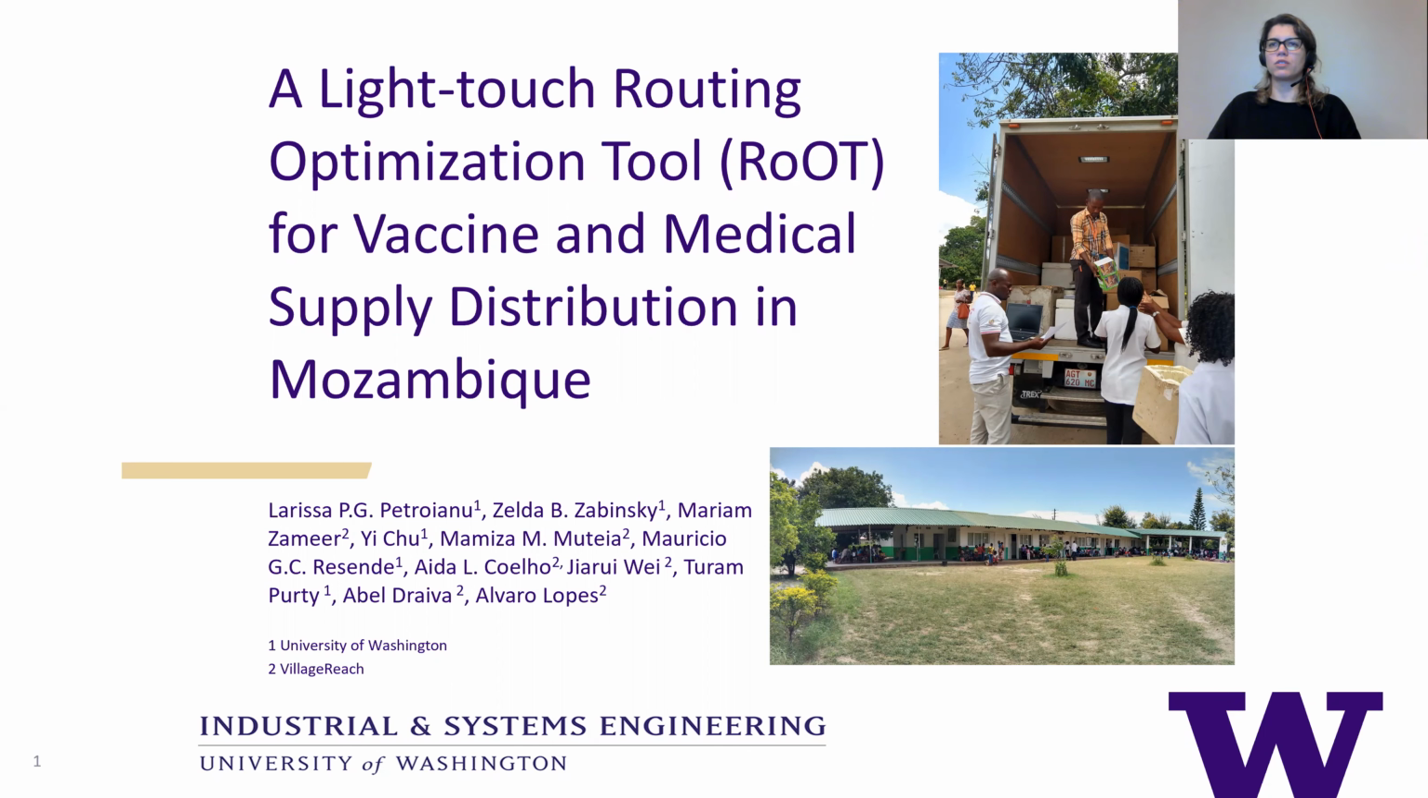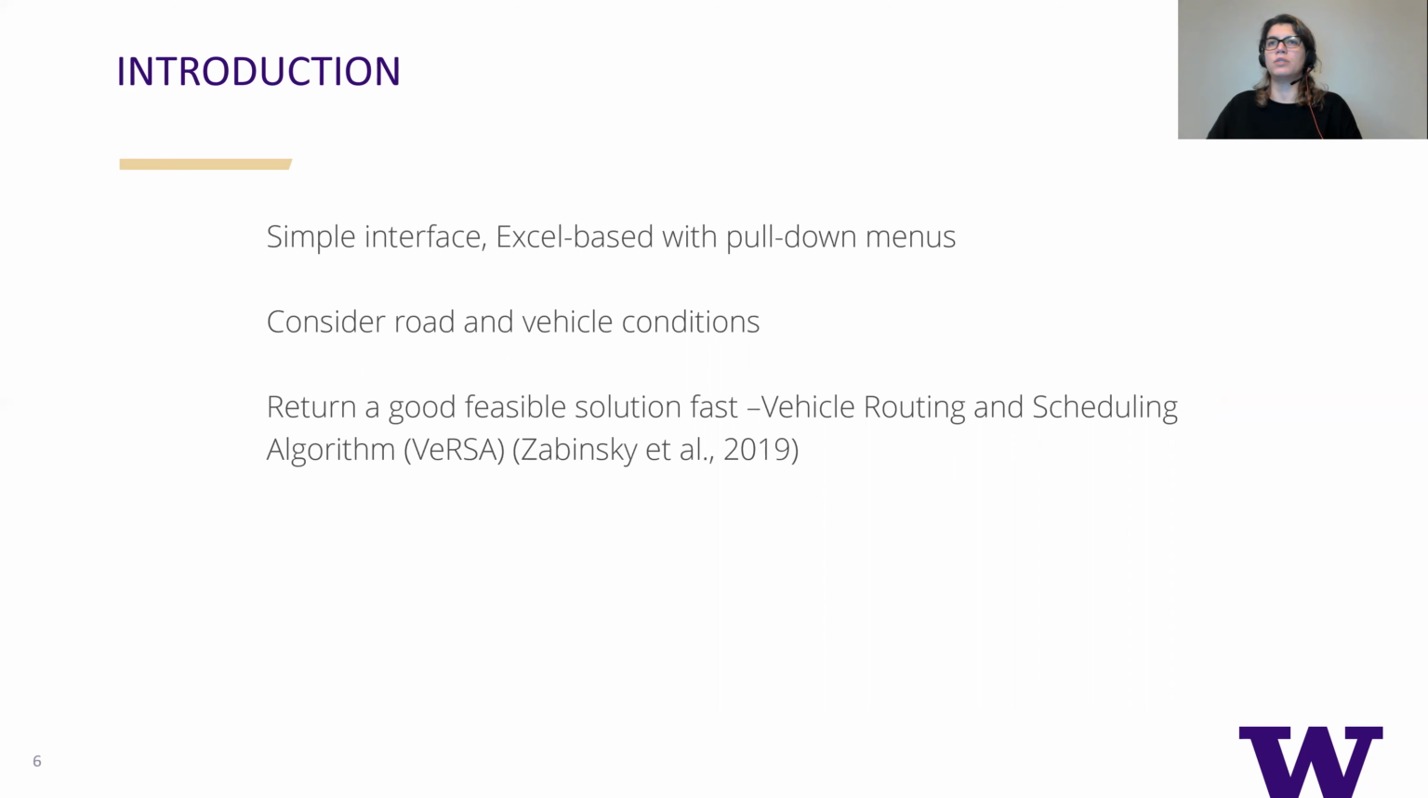RoOT has a simple interface, Excel-based with pull-down menus. The idea of doing it as an Excel tool was because the users are comfortable with Excel. That's a tool that they already know and they use a lot for other types of work, such as cost analysis. And we try to make RoOT and its input sheets really close to what they already know on a daily basis with the other tools. And you use the pull-down menus to avoid problems like typos.